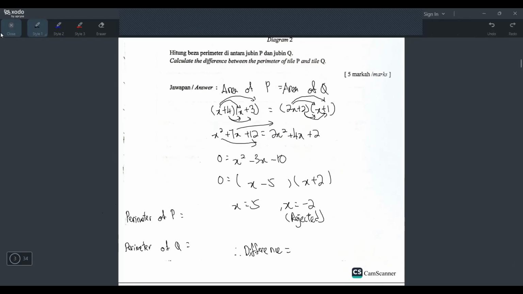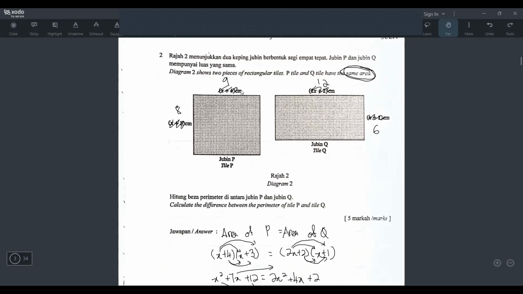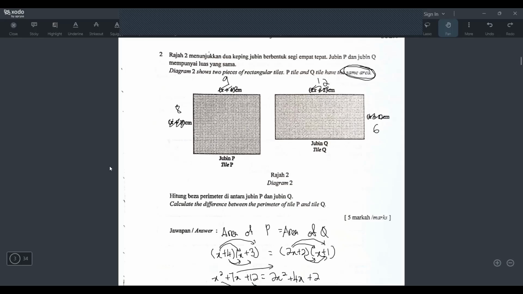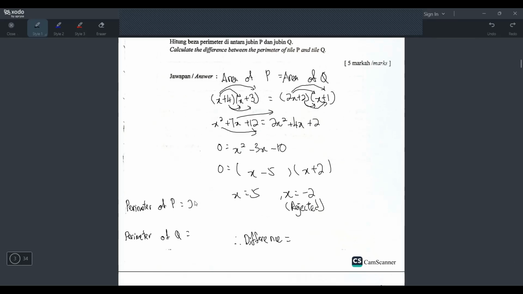Okay, first we find the perimeter of P. It will be 9 plus 8 plus 9 plus 8. Or you can also say 2 times 9 plus 2 times 8. Because 9 tambah 9 tambah 8 tambah 8, so it's like that. So press calculator. Alright, my calculator gives me 34. So this is in centimeters.